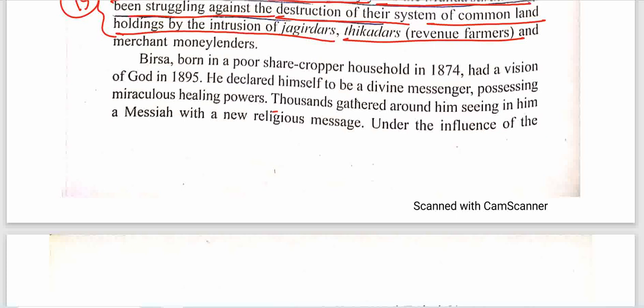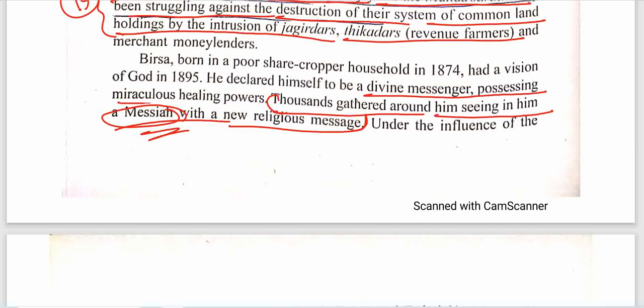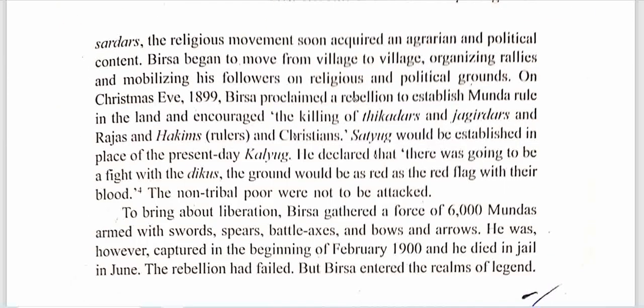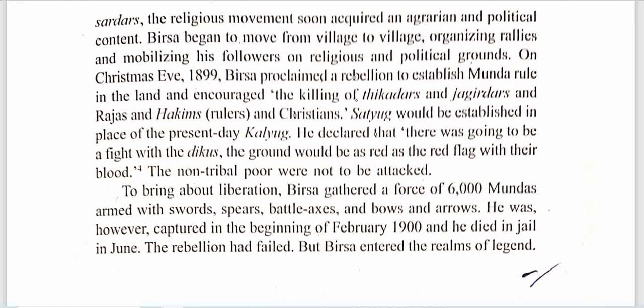Thousands gathered around him, seeing in him a Messiah with a new religious message, a divine messenger possessing miraculous healing powers. This religious movement soon acquired an agrarian and political content, with rallies and mobilization from village to village. On Christmas Eve, Birsa proclaimed the rebellion, claimed Munda rule in the land, and called for the killing of Thikadars, Jagirdars, Rajas and Hakims, Hakims meaning rulers, and Christians. Satyug would be established in place of the present Kalyug.